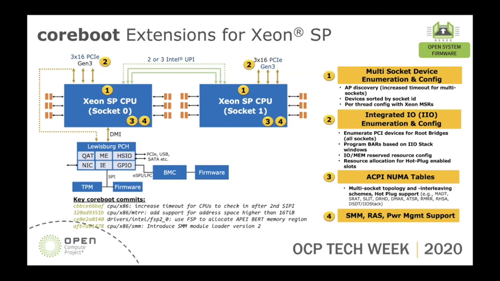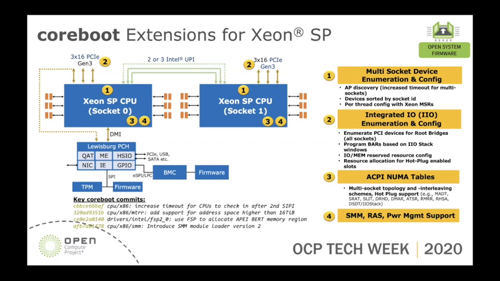The multi-socket device enumeration and configuration has been one of the key focus areas when we brought up the Skylake two-socket SP platform. Some of the challenges we had in the beginning were mostly to do with the timeout. When you go and do the AP discovery, the timeouts were not enough for the server platform. So we had to modulate some changes to the timeouts so that we can enumerate all the cores on all the sockets.